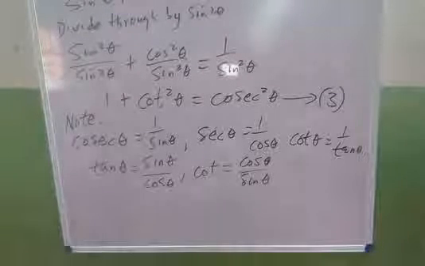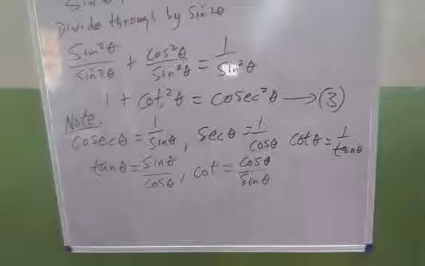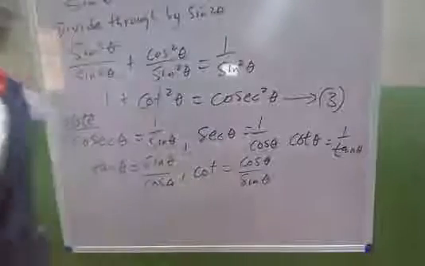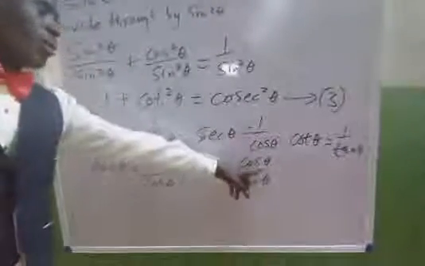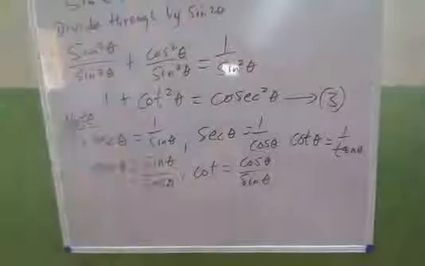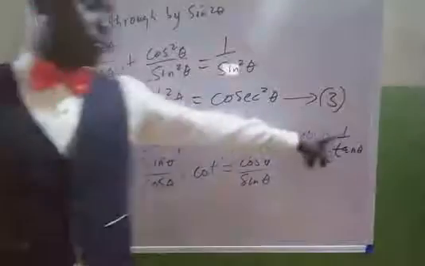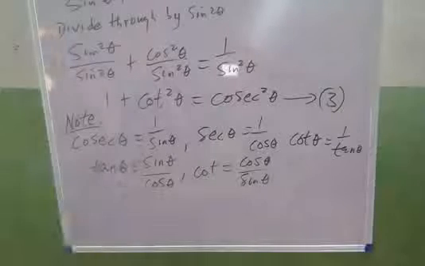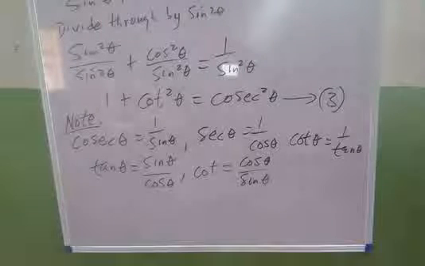Now, just to refresh your memory, I want you to take note of this. Remember that cosec theta is 1 over sin theta, sec theta is 1 over cos theta, cot theta is 1 over tan theta, which is the same thing as cos theta over sin theta, because tan theta is sin theta over cos theta. So if you take the reciprocal of tan theta, it's going to give you this value. So I want you to write this down while we take some time to prove some identity.